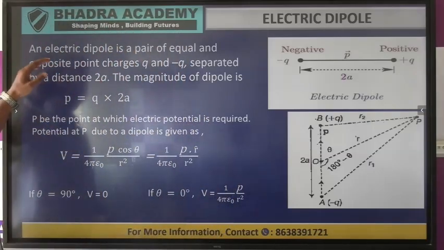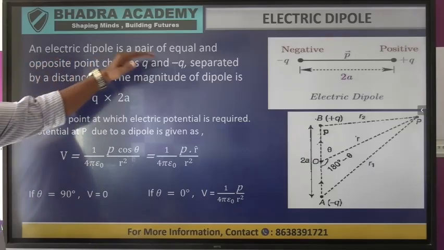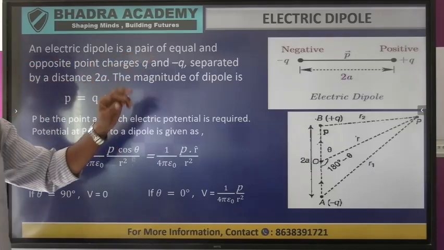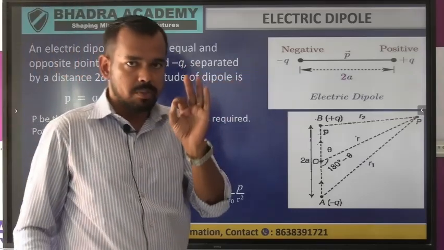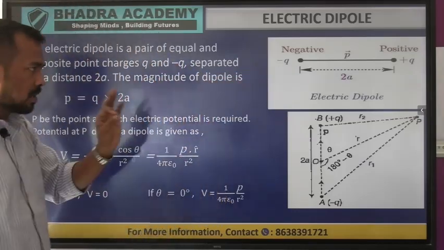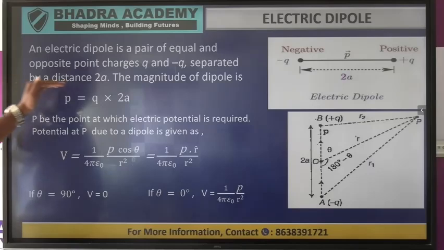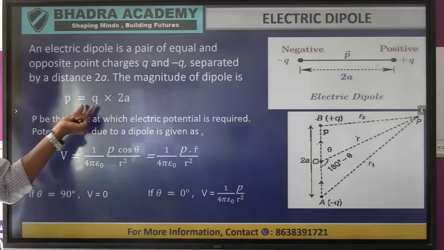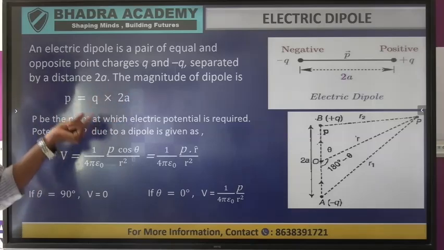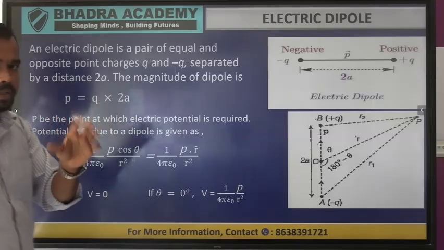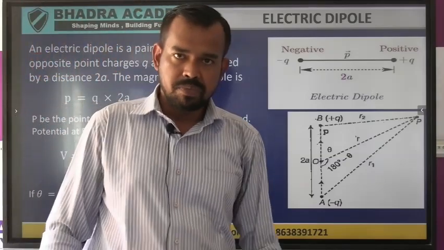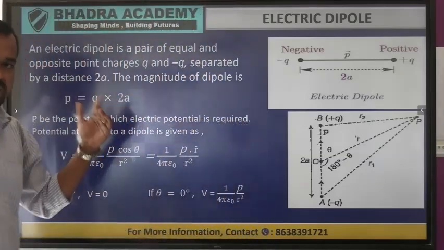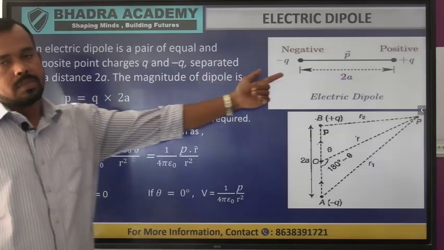Okay, so basically an electric dipole is a pair of equal and opposite point charges. Both point charges have equal magnitude, only the sign is different, plus and minus, separated by a distance 2a. The magnitude of the dipole moment is given by p, the product of the charge and the separation. Since the charges are equal, we denote each by q, and the separation is 2a.